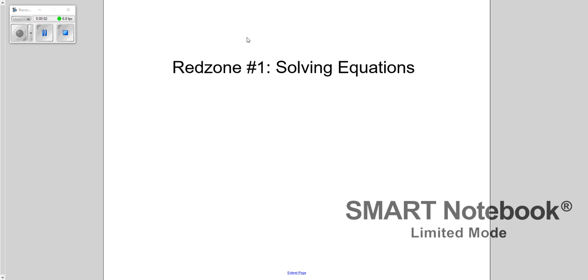Okay, eighth graders, welcome to Redzone number one. They're called red zones because we are near to the end zone, to the goal line. We're near to the finish. So what each red zone is going to do is to review a different topic that we've learned this year.